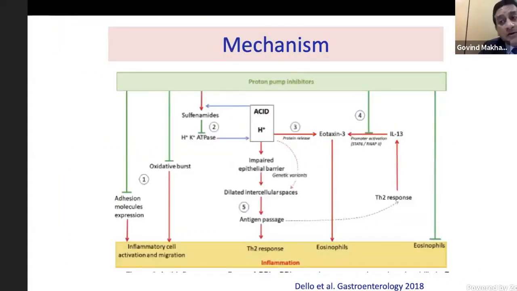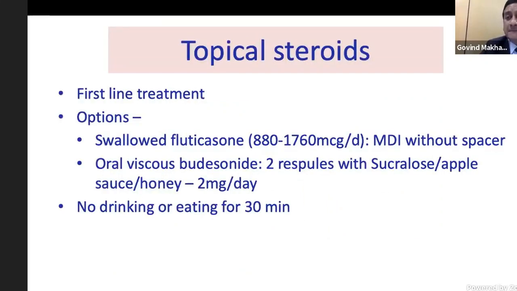And why does PPI work? PPI certainly reduces acid, but it also has an anti-inflammatory effect. It also has anti-fibrogenic properties. Therefore, PPI has been shown to be effective in patients who have eosinophilic esophagitis. Second line, if you can't use PPI, then steroids.